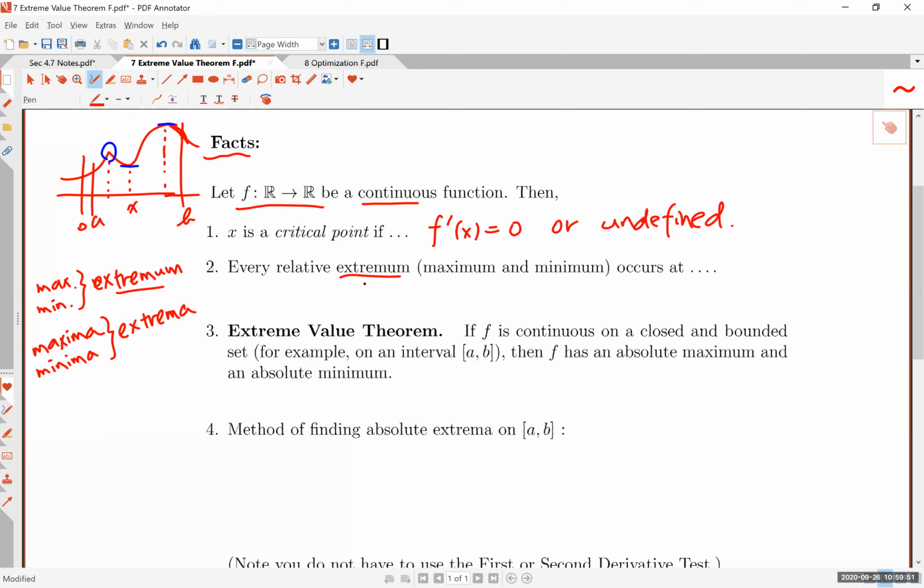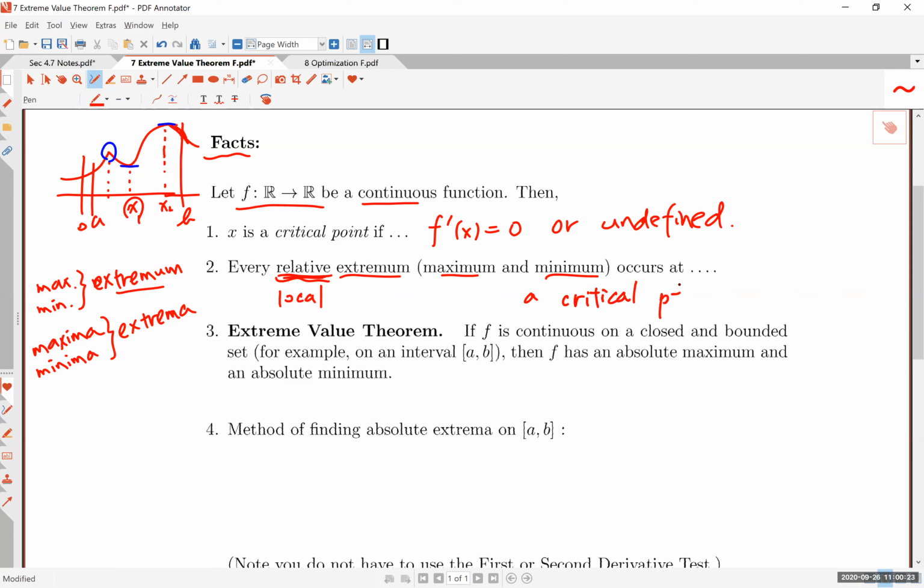So every relative, or relative means local, okay? Relative and local are exactly the same. Think of these as interchangeable, synonymous in this context. Because relative is the opposite of absolute, and local is the opposite of global, and they basically mean the same thing. All right, so every local extremum, meaning maximum and minimum, okay? And you can see one here and one here, okay? They occur at a critical point.